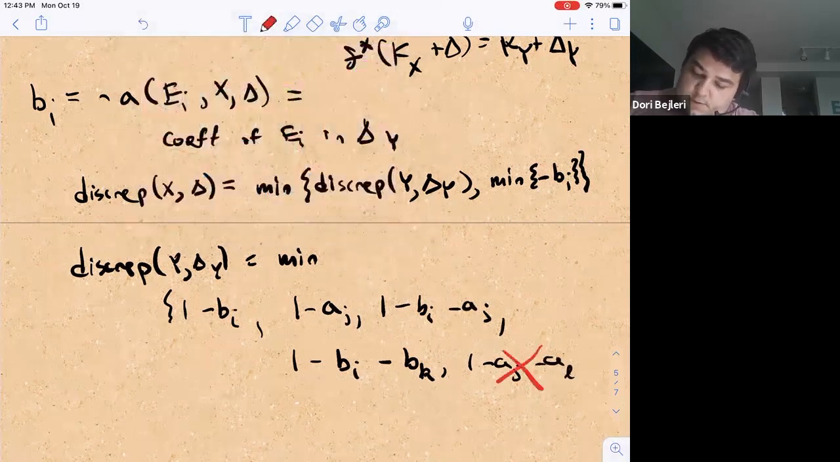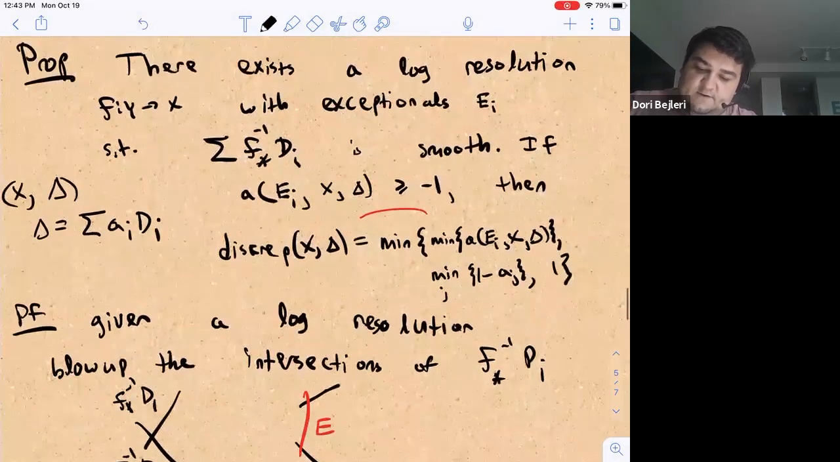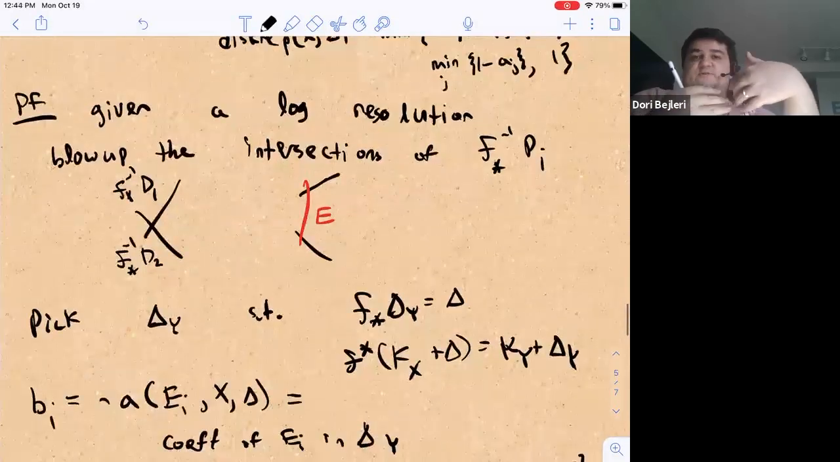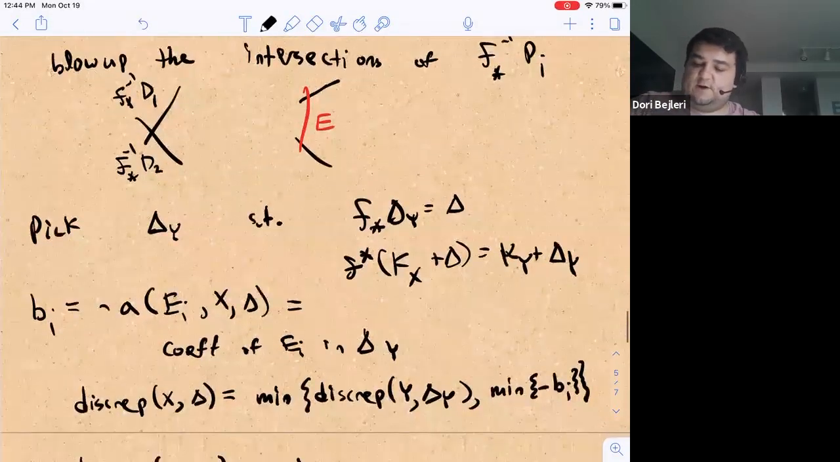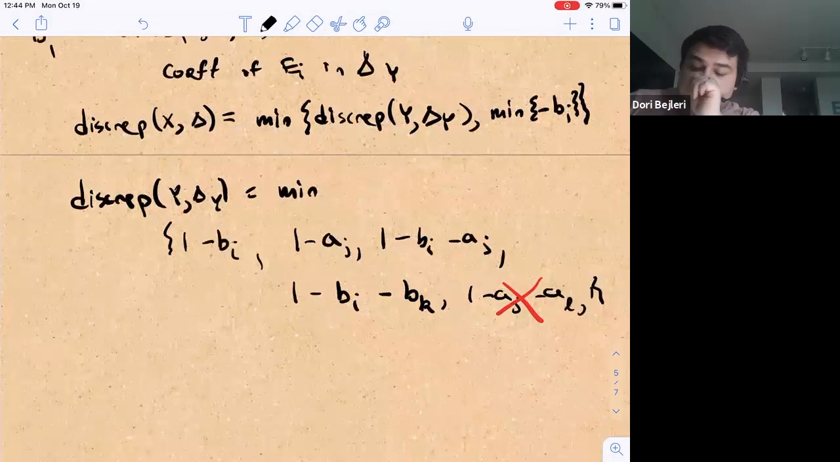Because of this assumption that the strict transform is actually smooth, that we've blown up enough to actually separate the branches of the strict transform. And so because two divisors in the strict transform never intersect on our y, I don't ever have to consider these type of terms. And that's the key point.